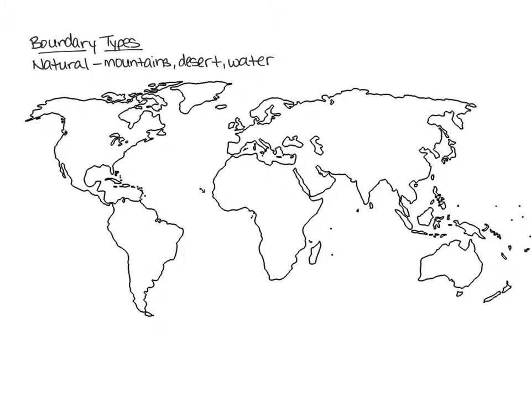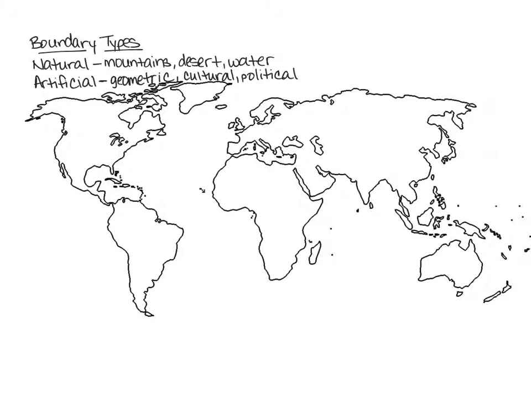And then your other type of boundaries are artificial. So if natural is just what is naturally there, physical features that exist, then artificial, who put those boundaries there? Men. So people put those there. There's also three types of those: geometric, cultural, and political. And we'll mark those three as well.